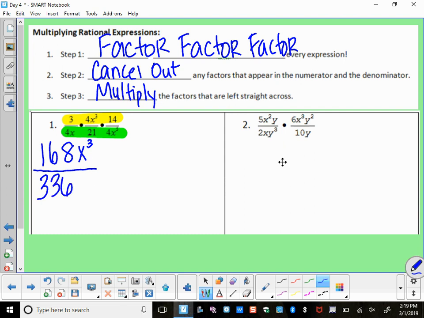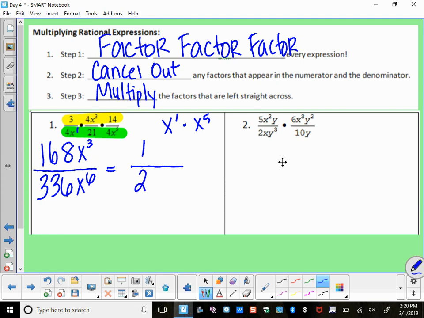Alright, and then I have x to the first times x to the fifth. Think back to unit 5. When we're multiplying the same base, I need to add my exponents. So that is going to be x to the what? 6. All we're doing is we're just adding up all of our variables together. What is 168 divided by 336? 1/2. Good.